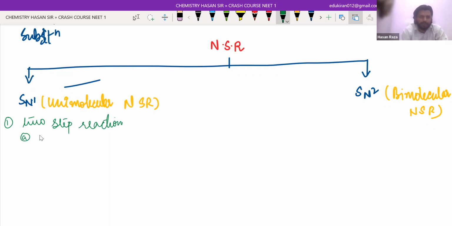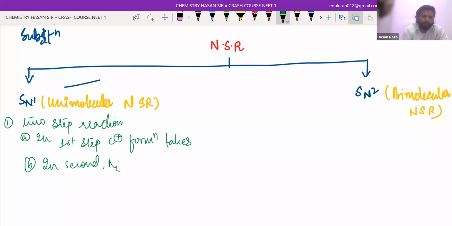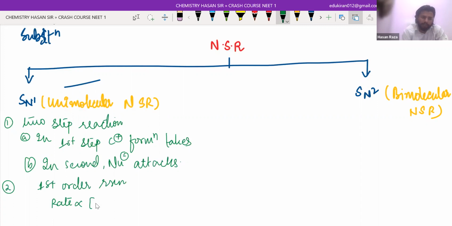In two steps, in the first step, carbocation formation takes place. In the second step, the nucleophile will attack. So it is a two-step reaction. The second point, which is very important, it is a first order reaction. SN1 is a first order reaction because rate is directly proportional to RX, and you know the power is 1. That's why the order of the reaction is 1.